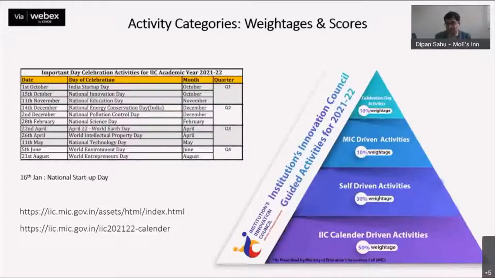We have identified certain days like India Startup Day, National Innovation Day, National Education Day, National Startup Day kind of things. Every institute has to organize at least 2 to 3 such celebration days during any particular quarter. For more detail, you can visit these two links for the calendar of activities, the scoring and weightages, and also the detailed guideline for the IIC. You can visit our IIC webpage.